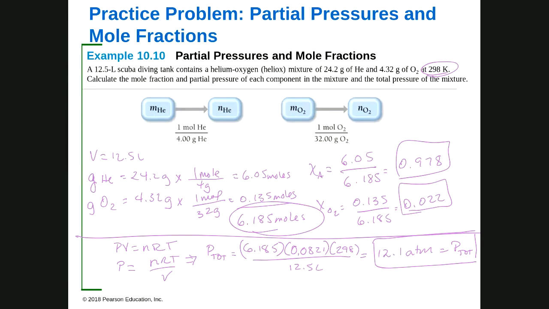And then it wants the partial pressure of each component. All I have to do to figure that out, now I could plug in these two, this number and calculate it, and then this number and calculate it. But it's really easier once I've done this. I know that 0.978 of this is the helium. So the pressure of the helium is going to be equal to the total pressure times the 0.978. All right, and that's going to give me 11.8 atmospheres.